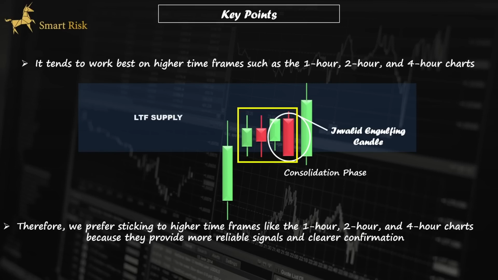signals and clearer confirmation. As mentioned earlier, it's crucial to note that this pattern doesn't always occur in a 3-candle sequence. The main focus is on identifying an engulfing candle that breaks out of the point of interest zone and aggressively engulfs the previous reaction candle's body and wick.